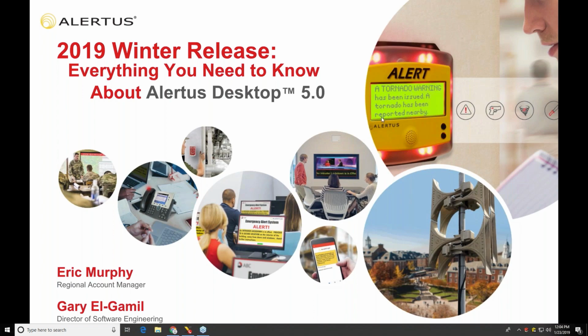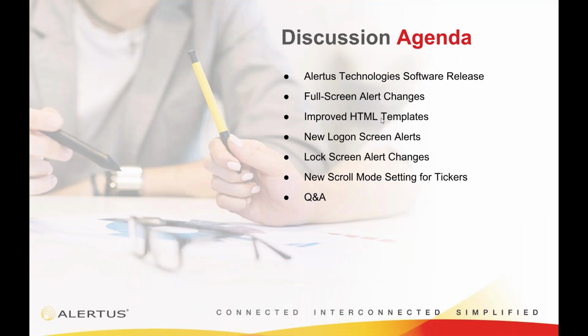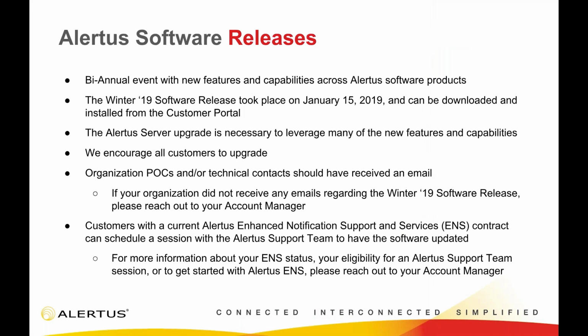Thanks, Vinny. Like Vinny was saying, my name's Eric. Today we're going to be walking you through our new software update and more specifically the desktop alerting piece of that. Just a quick note about Alertus software updates. We typically do them twice a year, once in the winter, once in the summer. The latest one was released last week on January 15th.